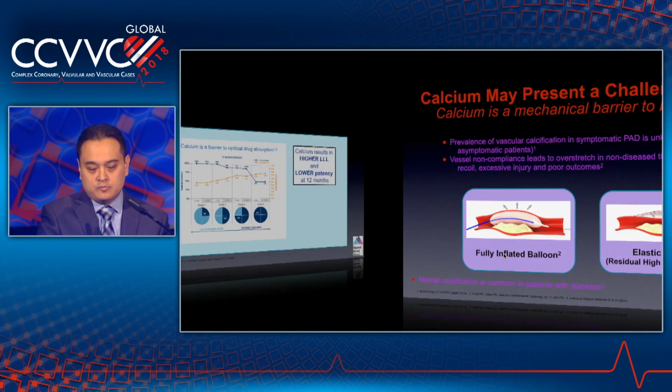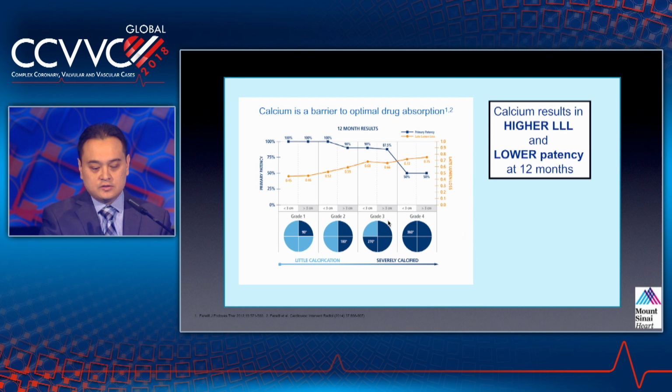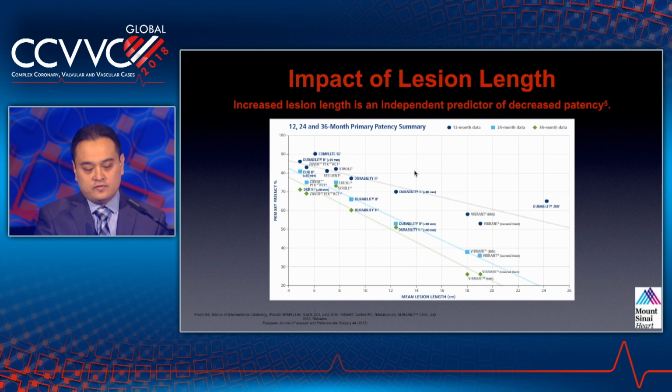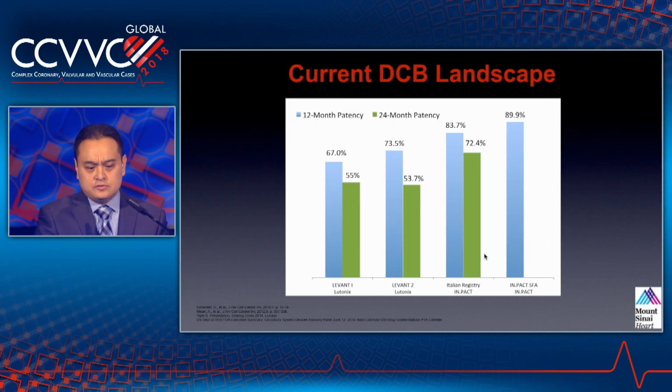Calcium is a problem with balloon angioplasty. As you can see here, if you have a high grade of calcium in the vessel, it results in a higher late luminal loss and a lower patency rate at 12 months. This slide just shows you the length of the stenosis. The shorter the length, the more patent the vessel is, versus the greater the length, you have a higher restenosis rate. And the current DCB landscape, basically, we have 3-year data out now, but the Impact SFA is a balloon that we use, and after 2 years, it's still about 90% patent, which is very good.